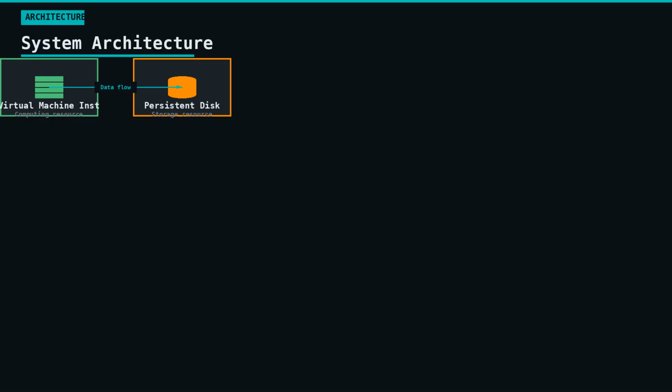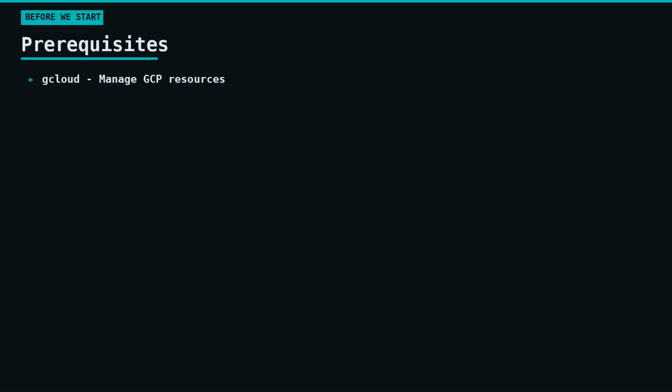To follow along, you'll need a GCP account and the Cloud Command Line tool. You'll also need to create a virtual machine instance and a persistent disk. Don't worry if you're new to GCP, we'll walk through each step. The Cloud tool is like a remote control that lets you manage your GCP resources from the command line.